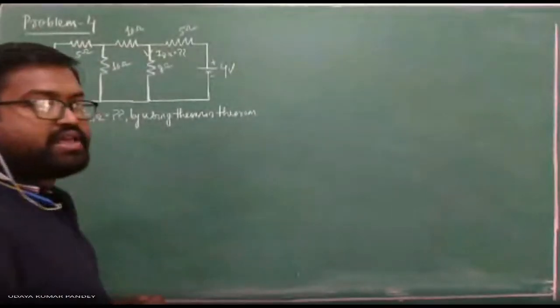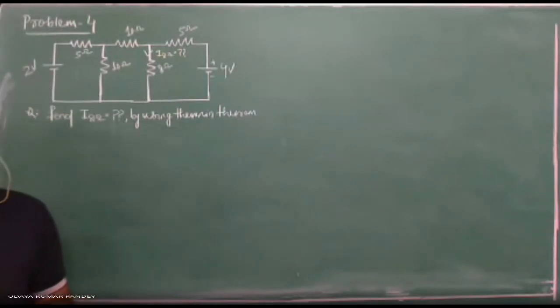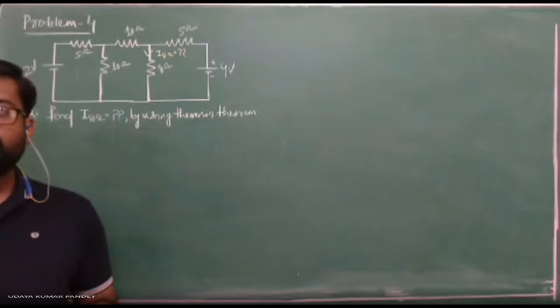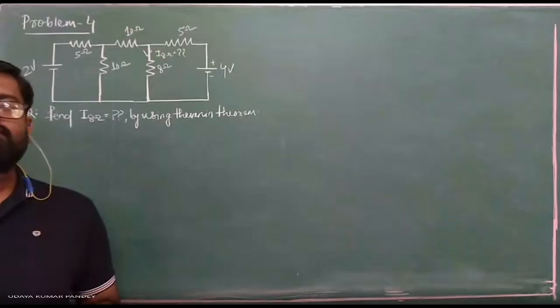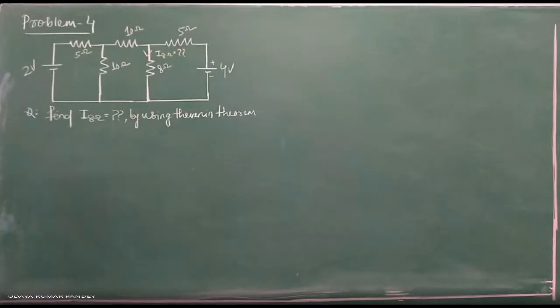Then what are the steps? Can anybody tell what steps we follow when solving the Thevenin theorem? First, we remove RL and redraw the circuit. Then find VTH. Then find RTH. Then reconnect the circuit using VTH, RTH, and RL, and find the IL current.